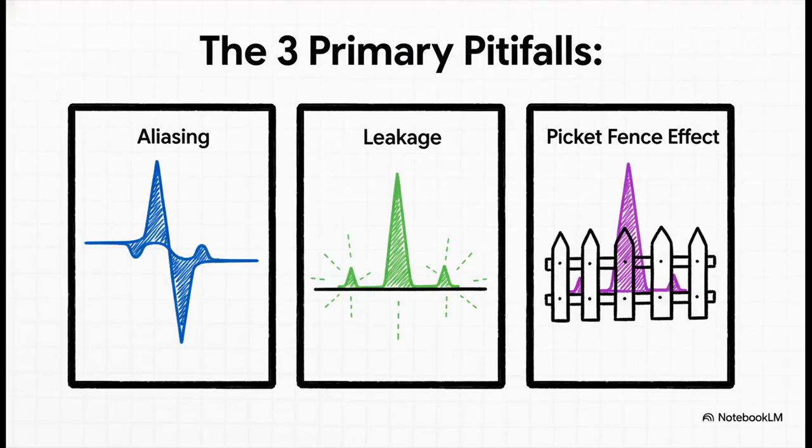So, meet your culprits. Aliasing, which basically creates phantom signals that aren't really there. Then there's leakage, which smears your data all over the place. And finally, the picket fence effect, which can hide the true peaks. These things are just baked into digital signal processing, but don't worry, you can totally outsmart them.